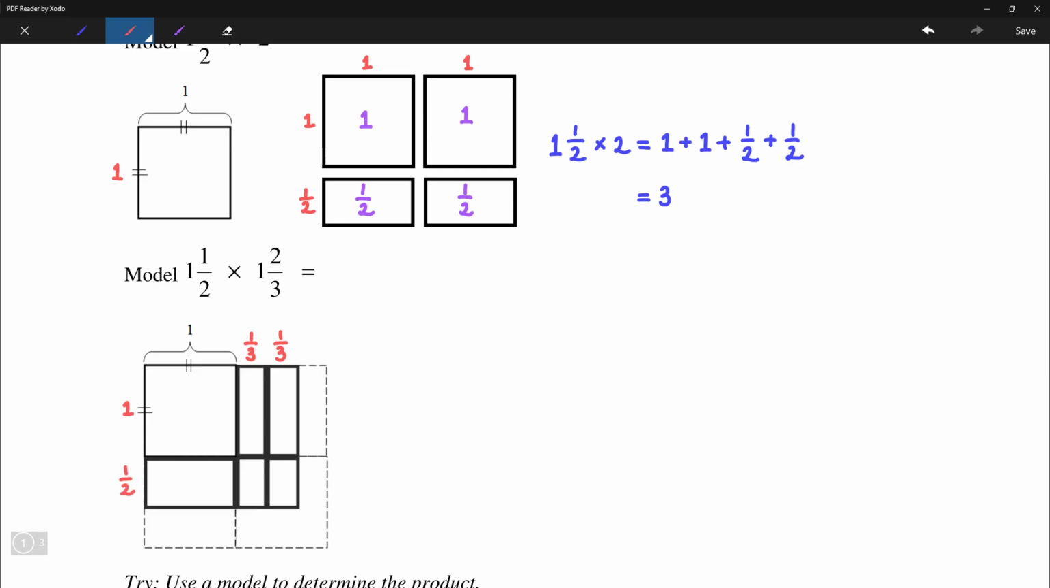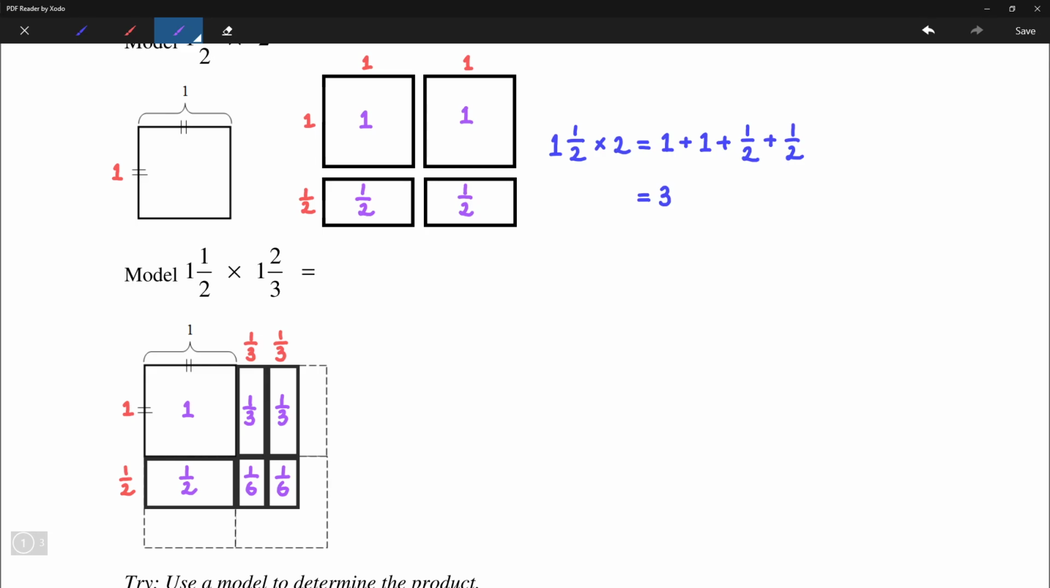In order to find the product of 1.5 and 1 2/3, we can look at this area model and add up all the individual areas that we see. So again, 1 times 1 is 1. And here in this rectangle, we have 1 times 1/3, which is 1/3. And a second 1/3 here. And then we have 1/2 times 1, which is 1/2. And finally, on the bottom right, we have 1/2 times 1/3, which is 1/6. And another 1/6.